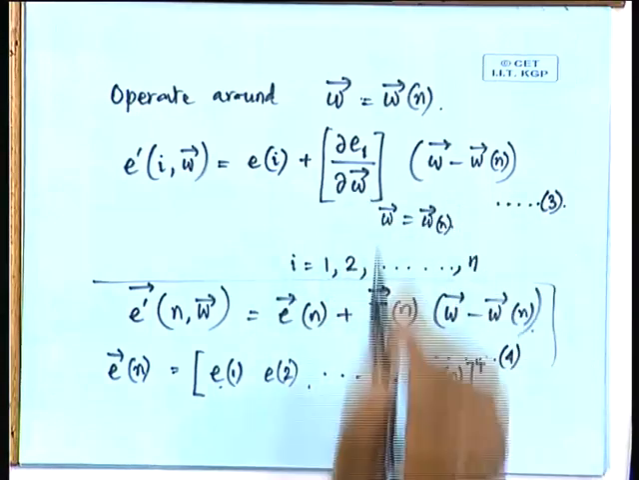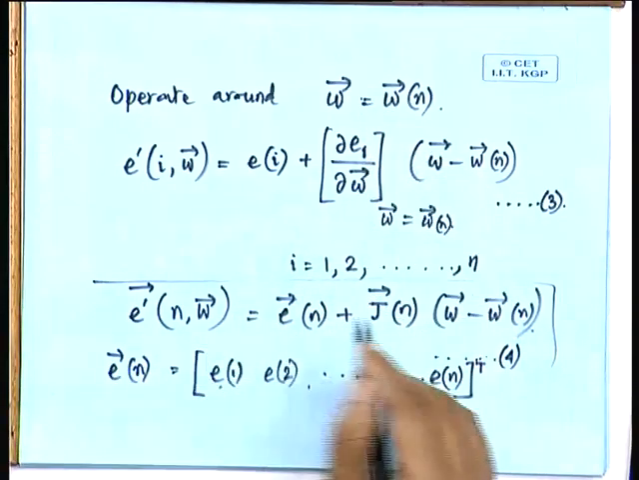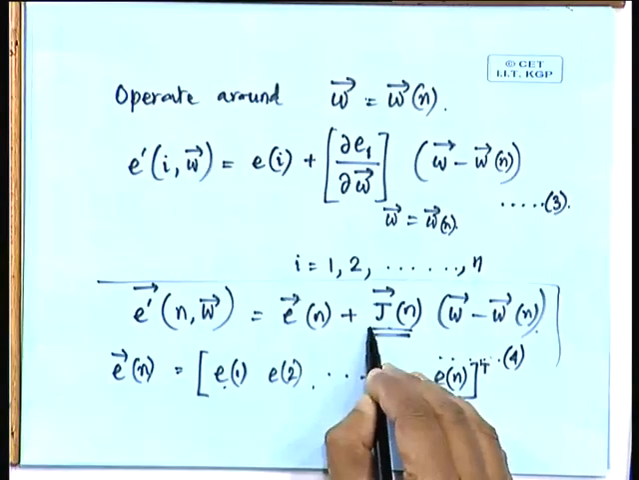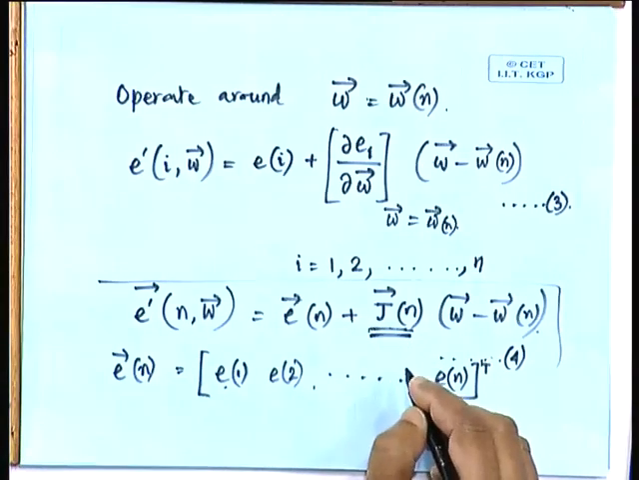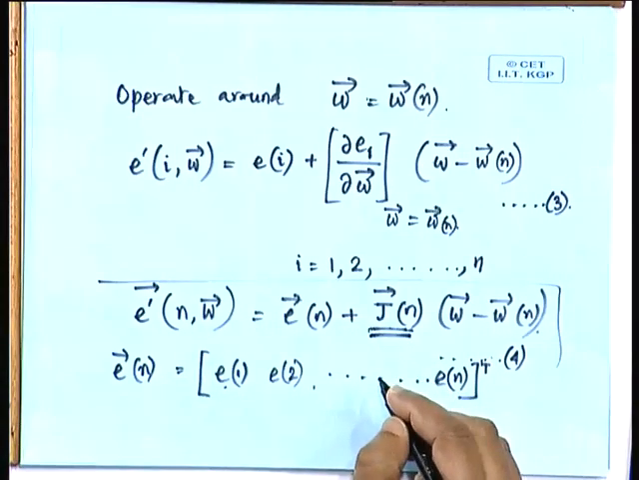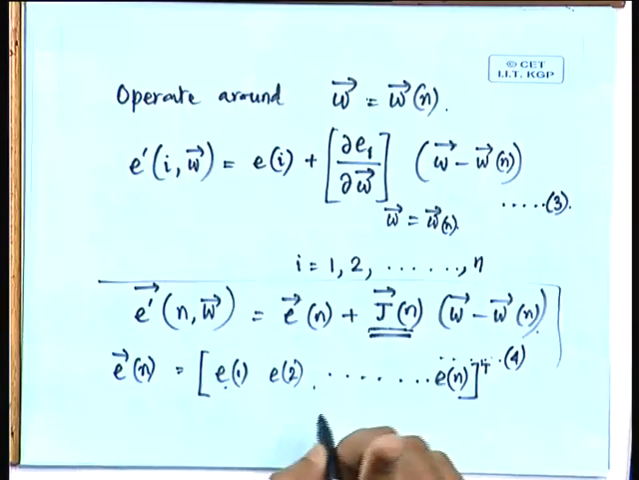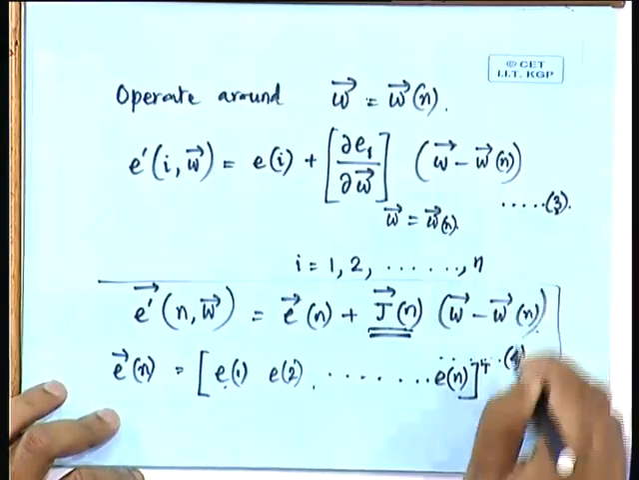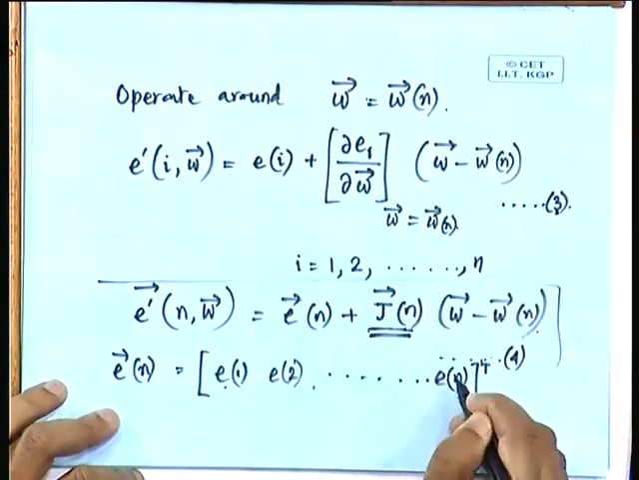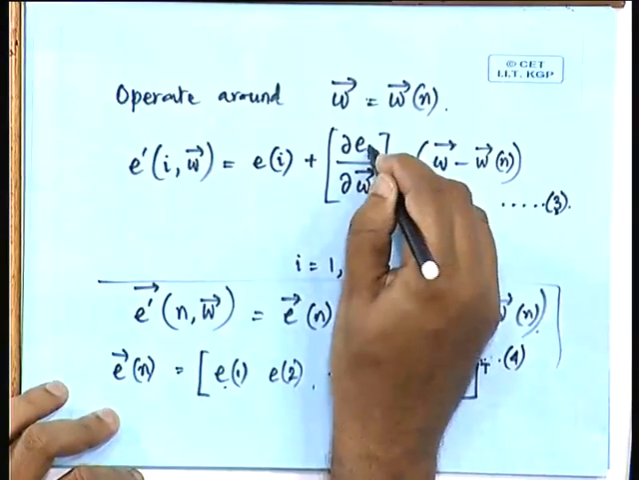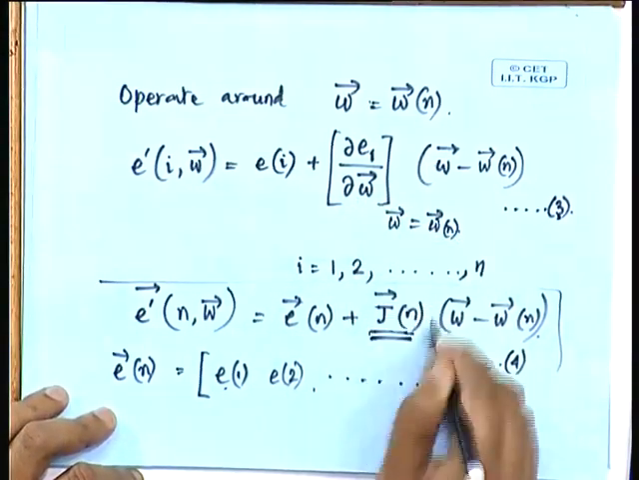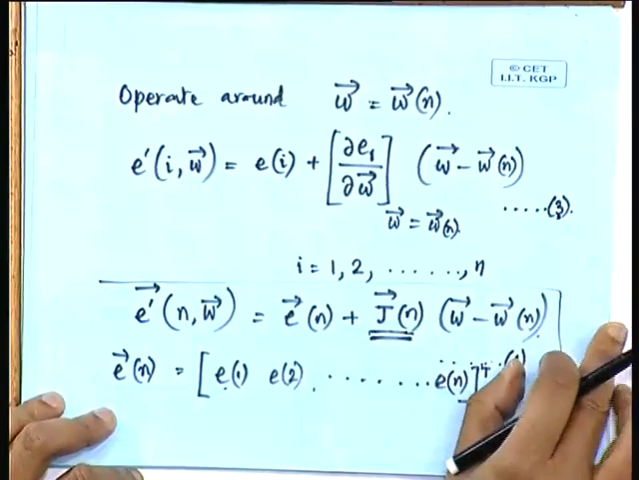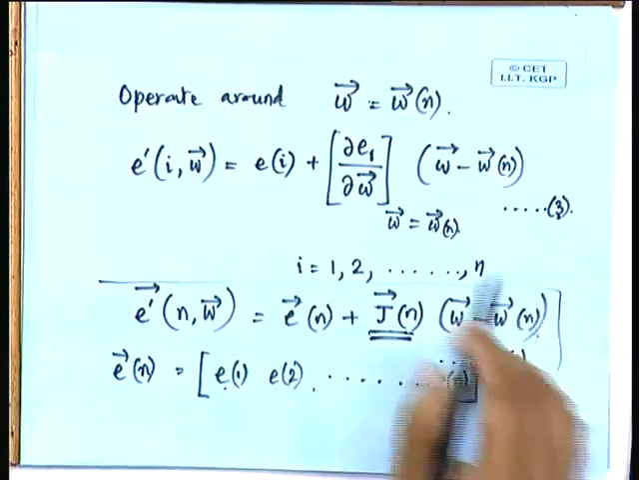All right. Now, instead of that, I have written a new matrix, which is a J matrix, and that is nothing but the del E_i only. So when I transform from 3 to 4 and make it in the matrix form, this del E_i by del W is coming out to be the J matrix. And what is this J matrix? Now you try to have a look at it.